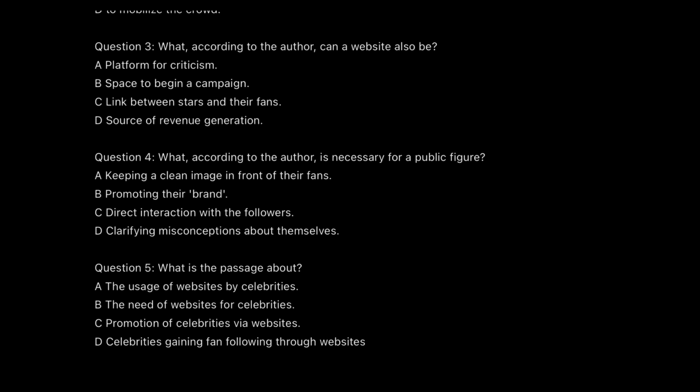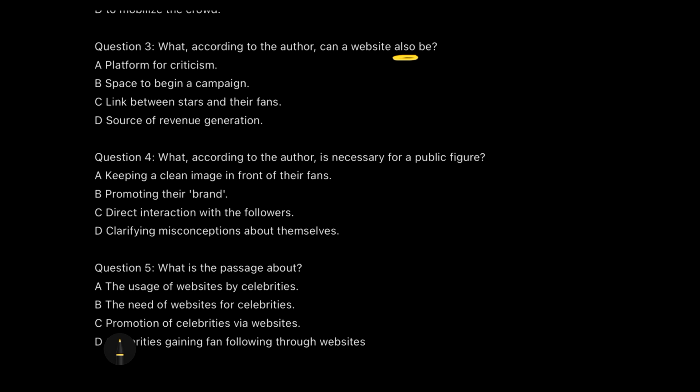Now question number 3, what according to the author can a website also be? Now this is confusing guys, so please read it carefully. Also be a platform for criticism, space to begin a campaign, link between the stars and their fans, and source of revenue generation. Now, if you think about "also be" and the orientation of the passage, in the first, second, third, fourth paragraphs we discussed platform for criticism, space to begin a campaign especially for politicians and intellectuals, and link between stars and fans.